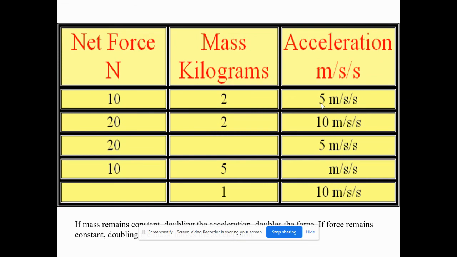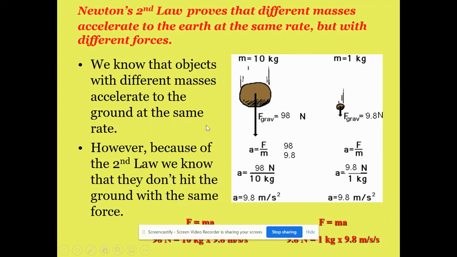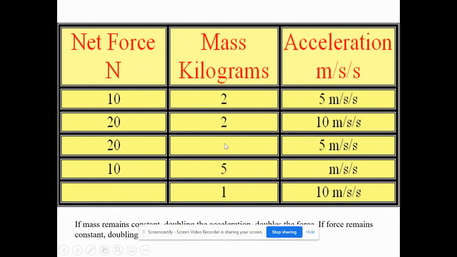If mass remains constant, doubling the acceleration doubles the force. If force remains constant, doubling the mass halves the acceleration. So here, where your mass is constant, if you double your acceleration, you get an increase in force. If the force remains constant right here, doubling your mass halves the acceleration. So if you go, let me go back, if you go from 2 down to 1, you get this in half.